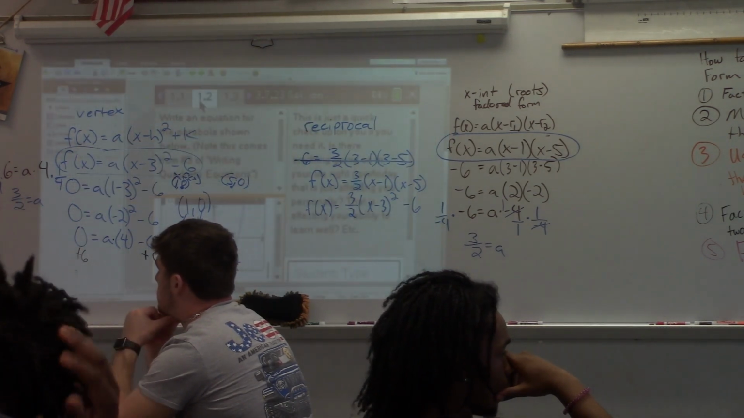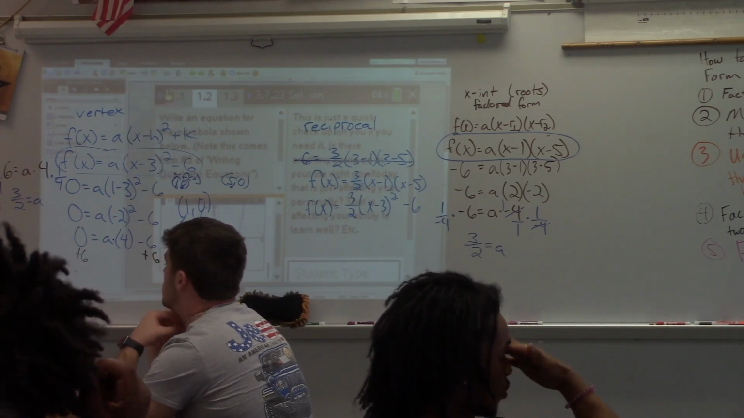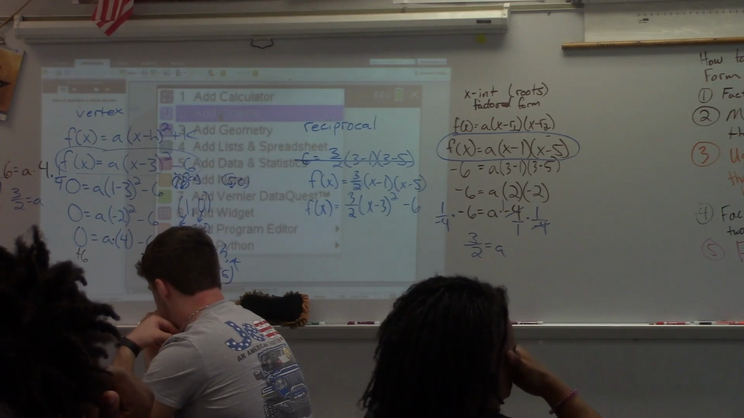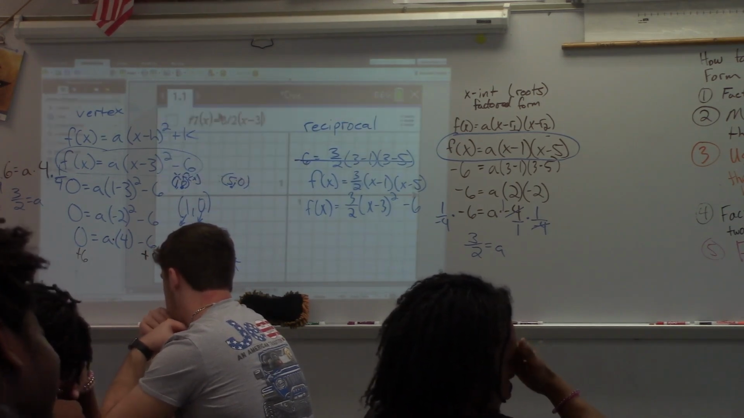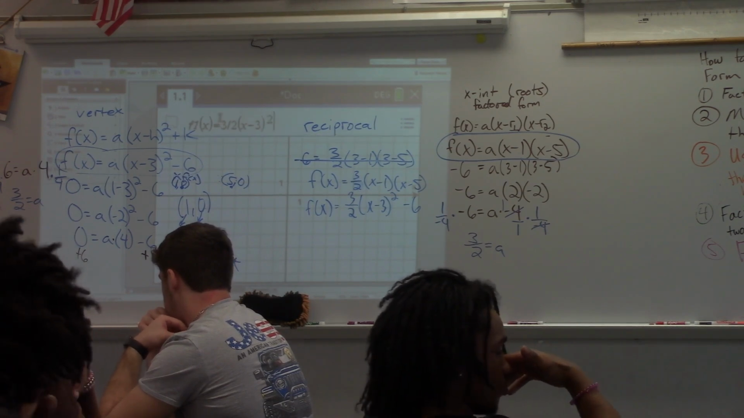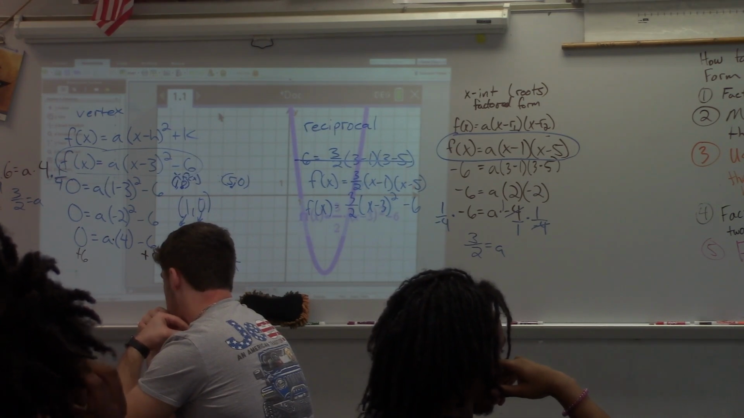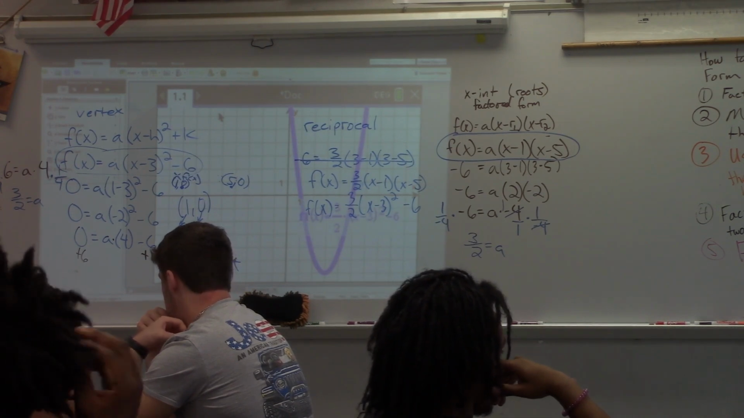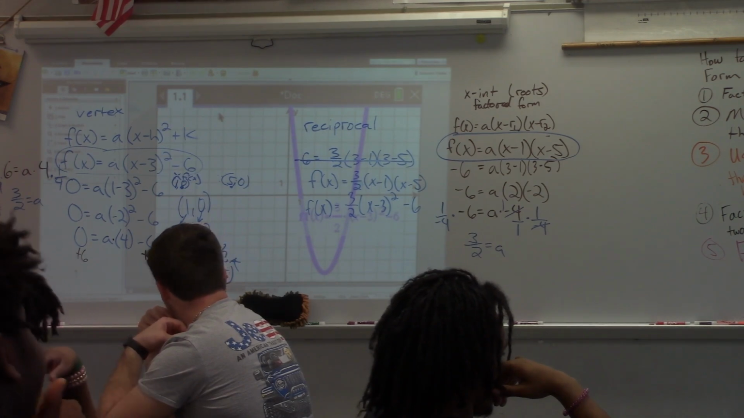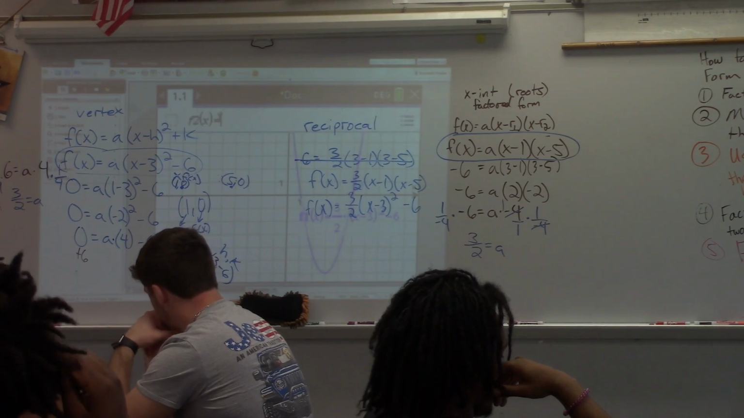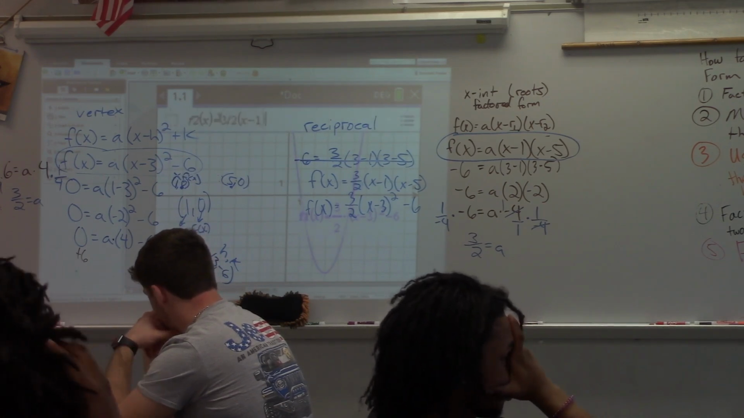Let's go to documents. You don't need to do this, but I'm going to do it for you. I'm going to create a graphs page. Alright, so what was it? 3/2 times (x minus 3) squared minus 6. What should I see up here if that factored form and that vertex form are equivalent? The same parabola. I should see the same exact parabola, right? 3 divided by 2 times (x minus 1) times (x minus 5).